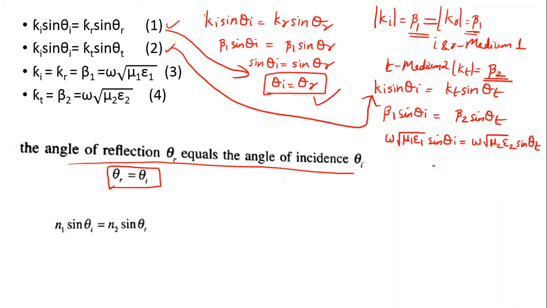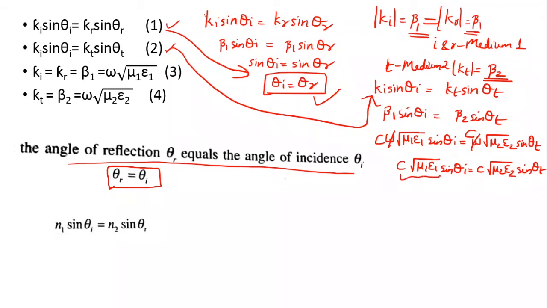And refractive index n is equal to... so omega gets cancelled, and you multiply with c. Multiply on both sides with c. So you can write c square root of mu 1 epsilon 1 into sin theta I is equal to c square root of mu 2 epsilon 2 into sin theta t.